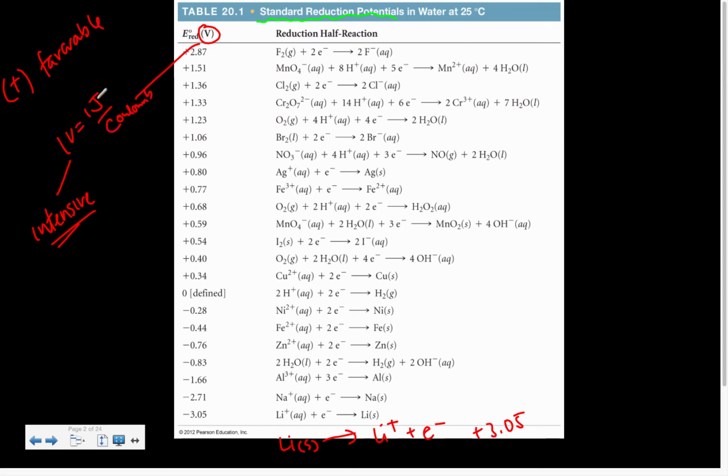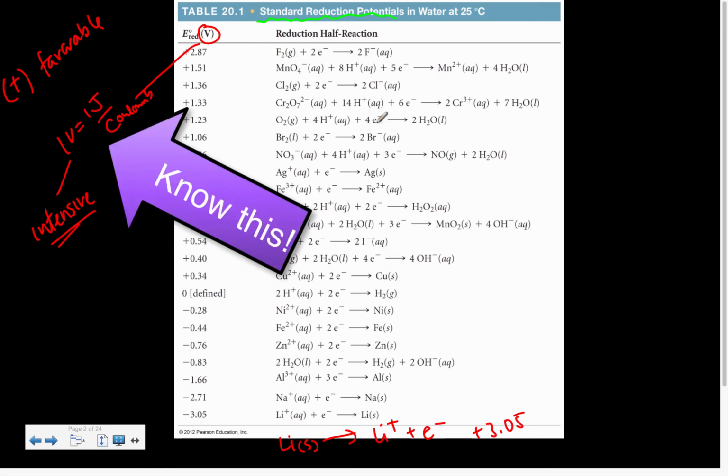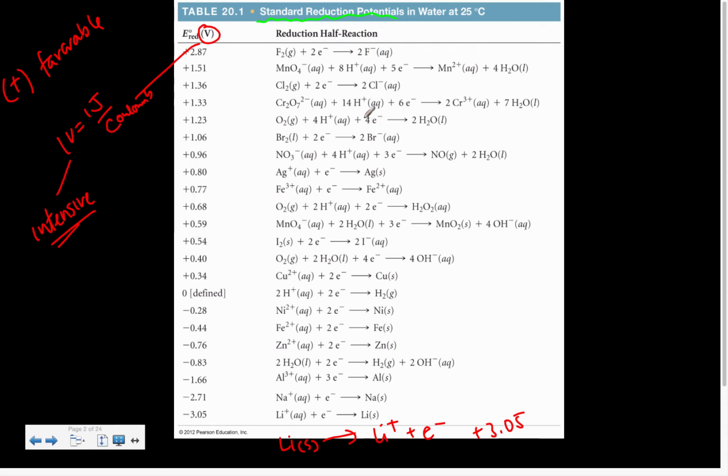But what happens is that this goes up and this goes up, which means that this stays the same. Volts are uniquely intensive in terms of properties. And the last thing to point out is that, yes, these do balance our electrons, meaning that this tells me how many electrons are here, or how many electrons are here, for example, as part of my reduction half reaction.